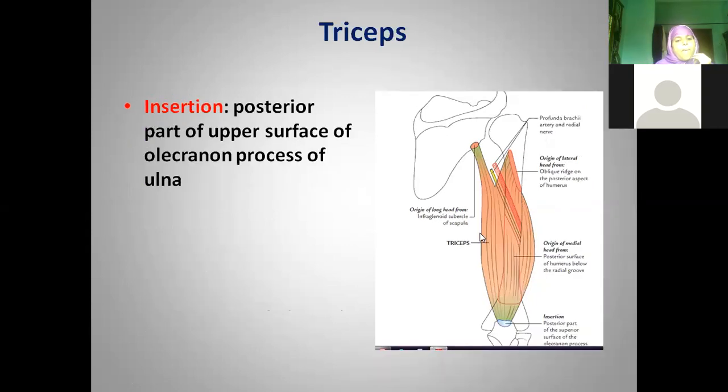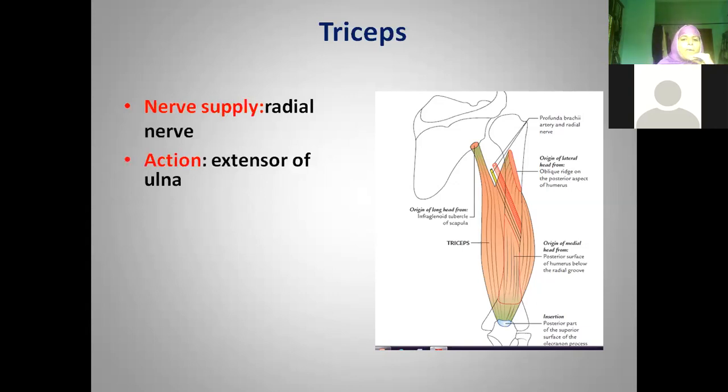Okay, then where is the insertion going to? Posterior part of the upper surface of the olecranon process of the ulna. If it is going to the posterior part, what does it mean? The anterior part of this olecranon process will have something for lubrication. So what may be there? Bursa. Very good. What is the nerve supply of triceps? In the extensor compartment, only one nerve we have completely. That is the radial nerve. Okay, it is an extensor, extension of the elbow joint.